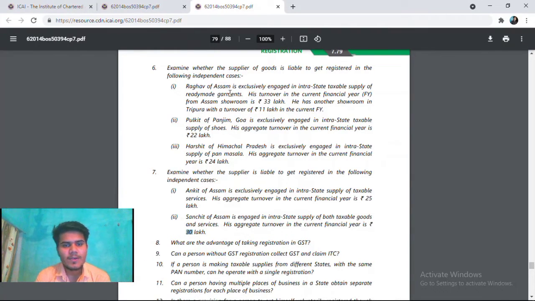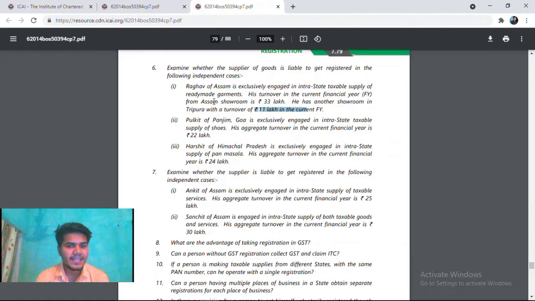first, Raghav of Assam is exclusively engaged in inter-state supply of ready-made garments. His turnover in the current financial year from the Assam showroom is 33 lakh rupees, and his other showroom is in Tripura with a turnover of 11 lakh rupees in the current financial year. So in the given case, Raghav is making supply of goods, because ready-made garments are goods. So we have to check whether Raghav can claim exemption of 40 lakh rupees or only 20 lakh rupees.